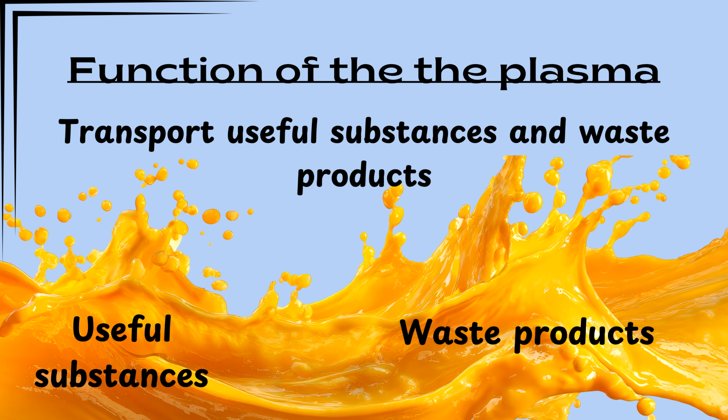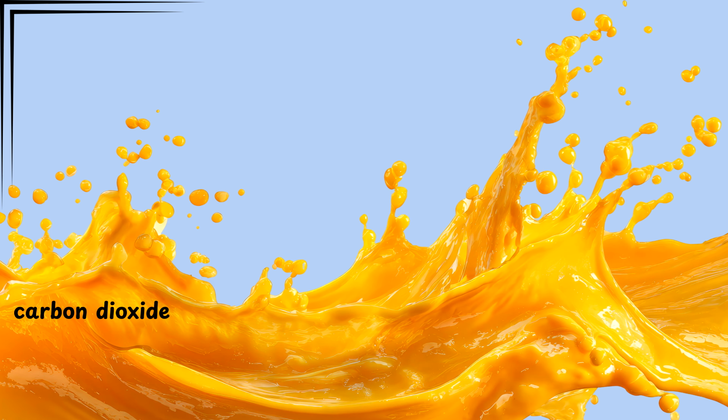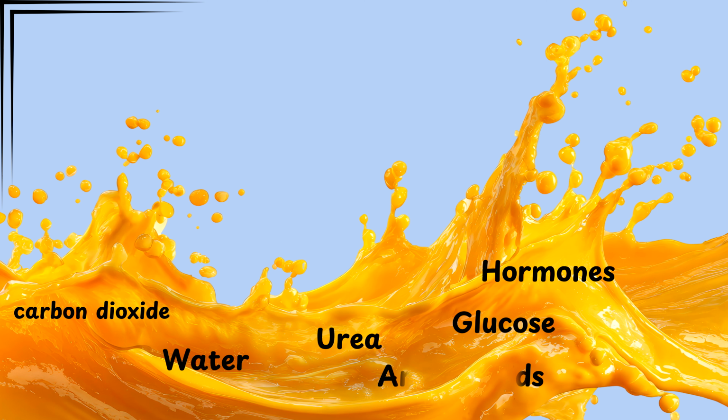The function of the plasma is to transport useful substances and waste products. Carbon dioxide is an example of a waste product transported by the plasma. Urea is another one. Urea is made in the liver and then transported to the kidneys for excretion in the urine. The useful products are water, hormones, amino acids, and glucose.